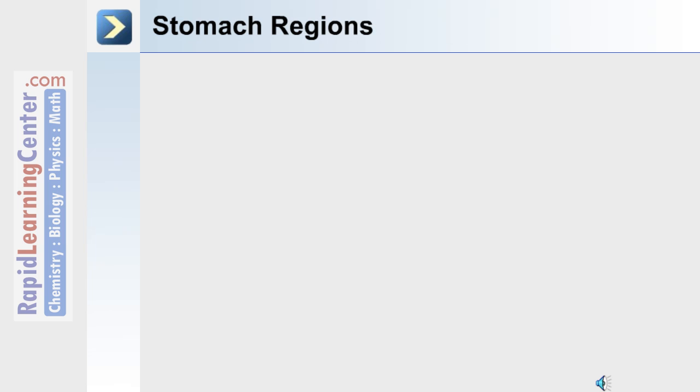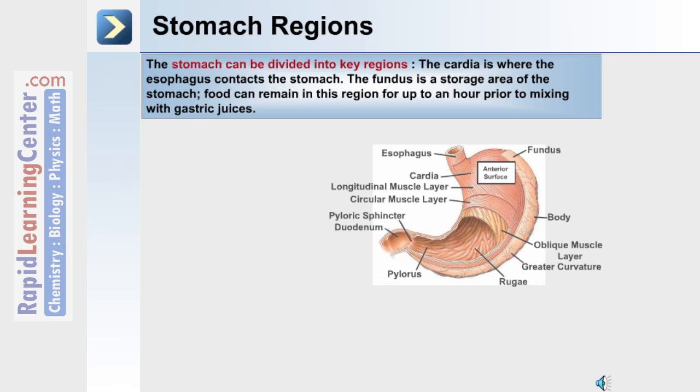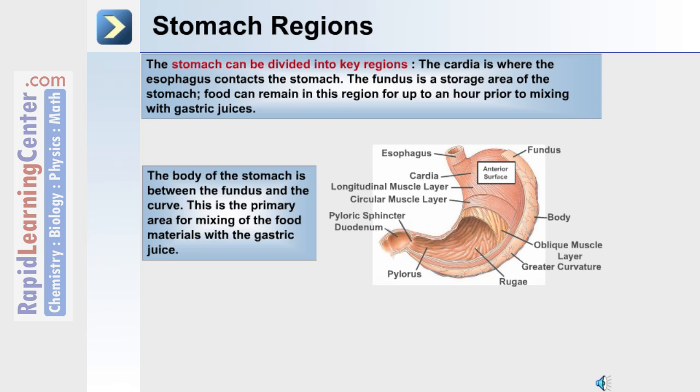Let's continue with our discussion of the anatomy of the stomach. The cardia region is the esophagus-stomach contact point. The fundus area of the stomach is for storage. Food can remain here for up to an hour prior to mixing with gastric juices. This mixing with gastric juices takes place in the body of the stomach.